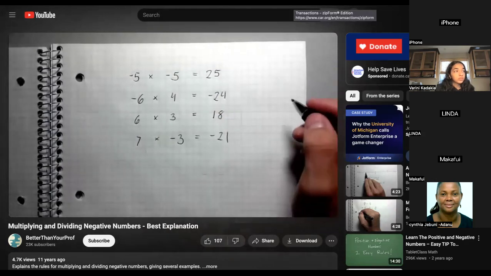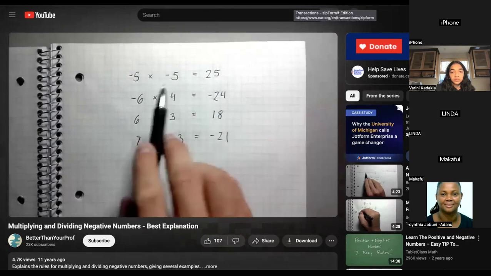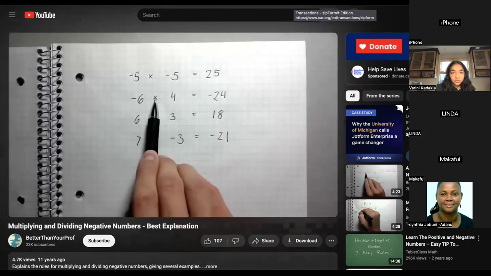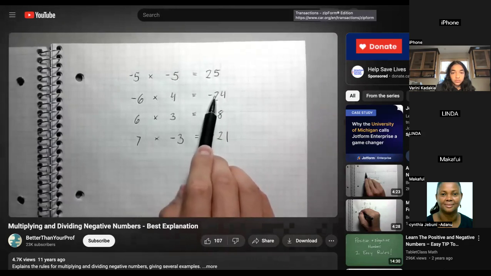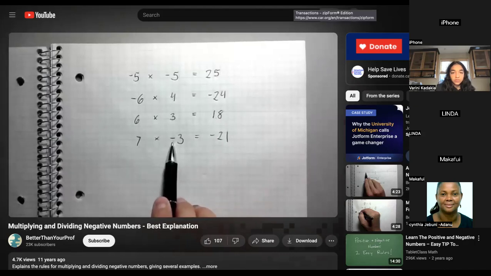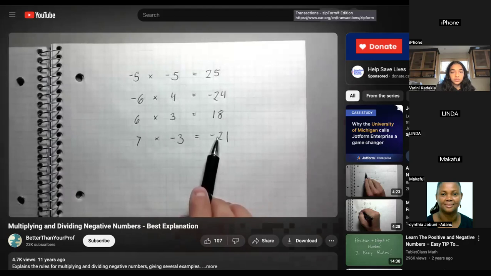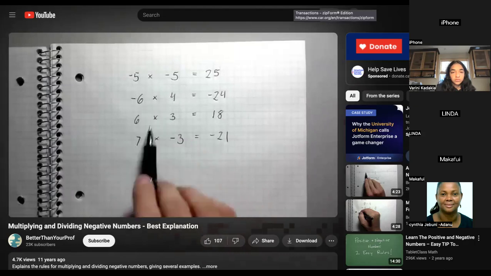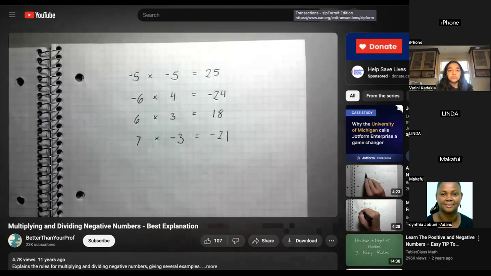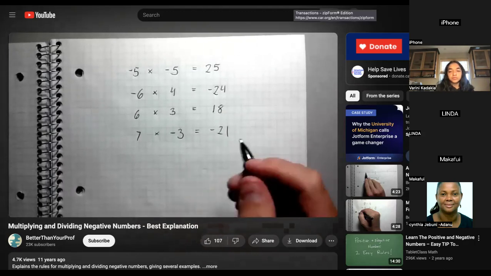Okay, so if you followed along there, you might have noticed something. A negative times a negative equals positive. Negative times a positive equals negative. Positive times a positive equals positive, and positive times a negative equals a negative. So this happens always. These are just random examples I made up. But the point is, you can codify these rules into a nice little set of rules. This is one of those things you just have to memorize.